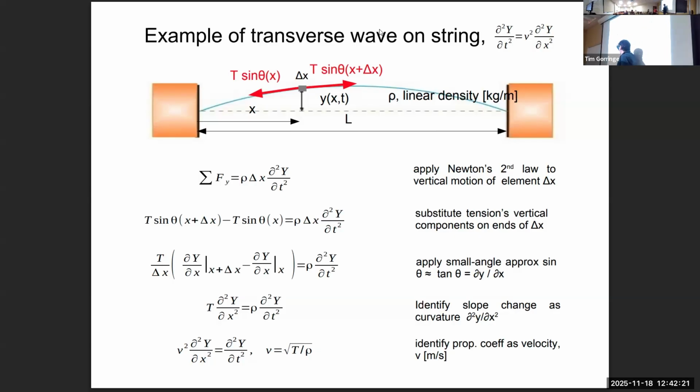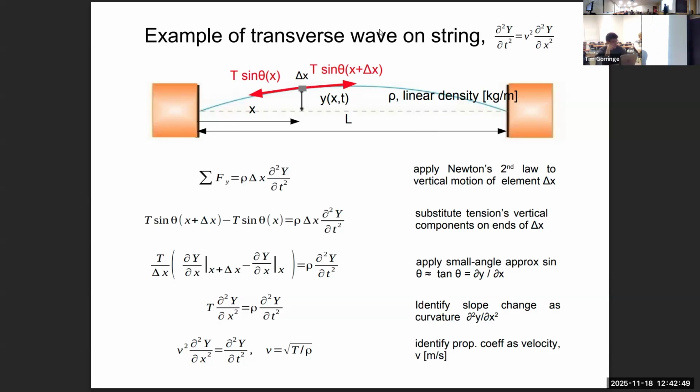Here's the sum of the forces over on the left-hand side here. Now we're going to be thinking about the forces in the vertical direction. We're interested in the wave-like motion in the vertical direction. So the sum of the vertical forces. And here's the acceleration, written as the rate of change of the rate of change of the vertical position. So that's Newton's second law. That's our basic start point.